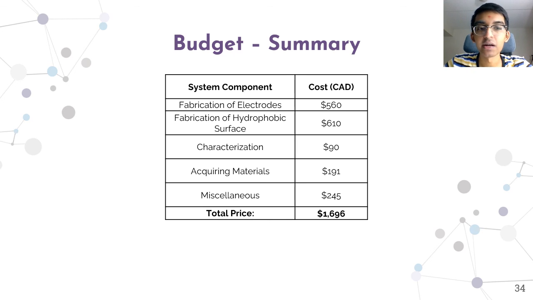In summary, combining all the costs, the budget for this project is estimated to be $1,696. As we move forward with the project, we aim to coordinate with our supervisor to further refine our fabrication processes, device architecture, and plan for the upcoming year.